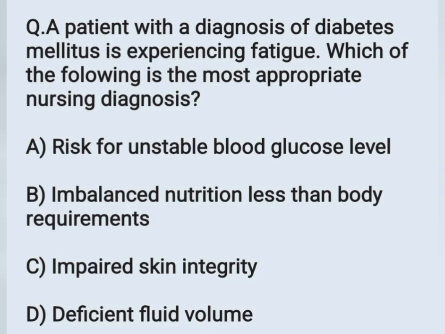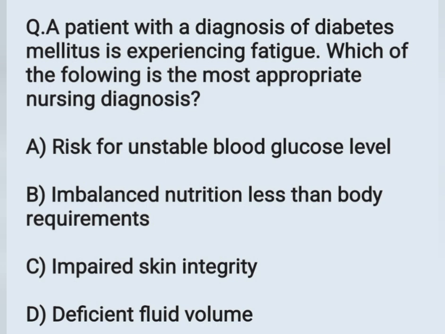And the next question is, a patient with a diagnosis of diabetes mellitus is experiencing fatigue. Which of the following is the most appropriate nursing diagnosis? Options: Option A, risk for unstable blood glucose level. Option B, imbalanced nutrition less than body requirements. Option C, impaired skin integrity. Option D, deficient fluid volume.